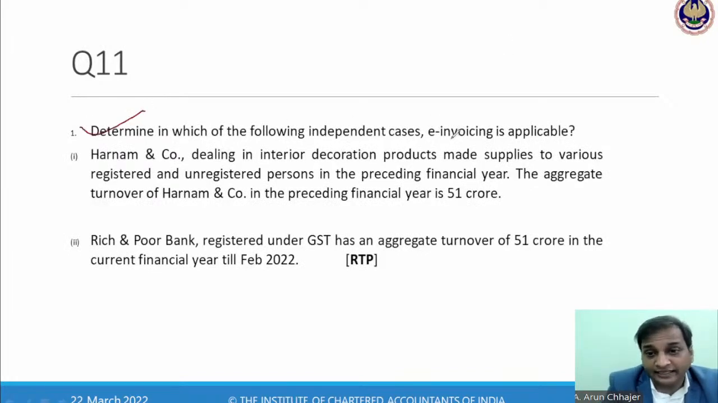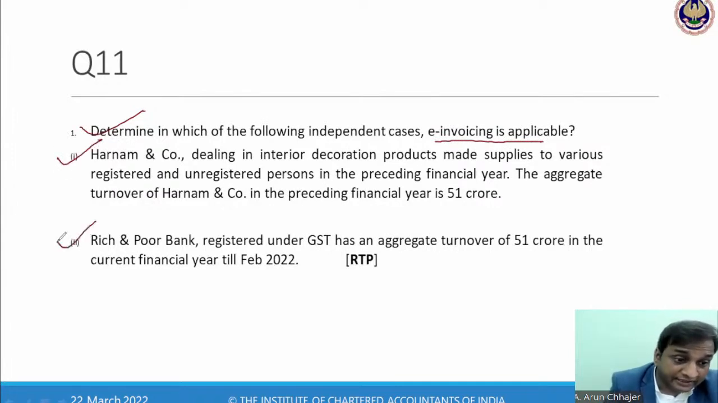Determine in which of the following cases e-invoice is applicable. Whether in this case e-invoice is applicable, whether in this case it is applicable. In both it is applicable, only one, both, or none of the cases. In which case is e-invoice applicable? Please answer. What is the difference between e-invoice and e-way bill?